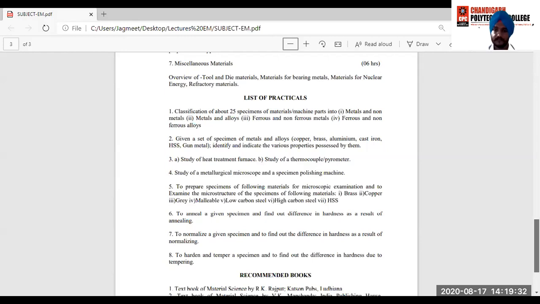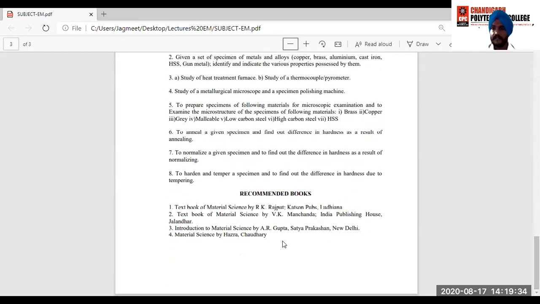These are some books that you can use for their study. First is a textbook for material science by R.K. Rajput. Next is the book of material science by V.K. Manchanda. Then A.R. Gupta. So these books you can use during your semester.